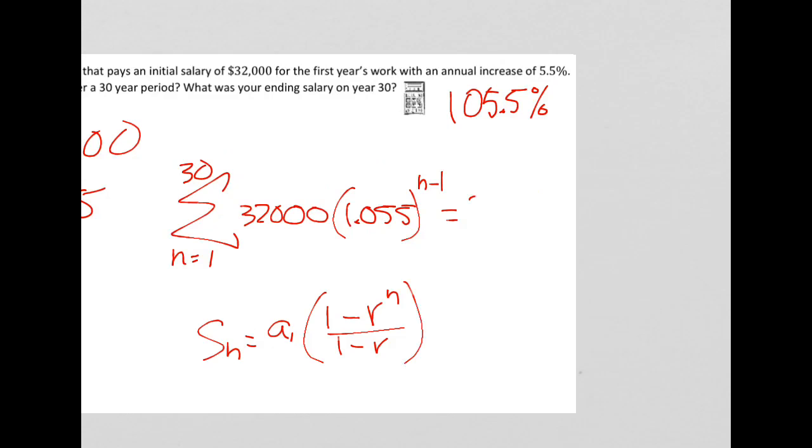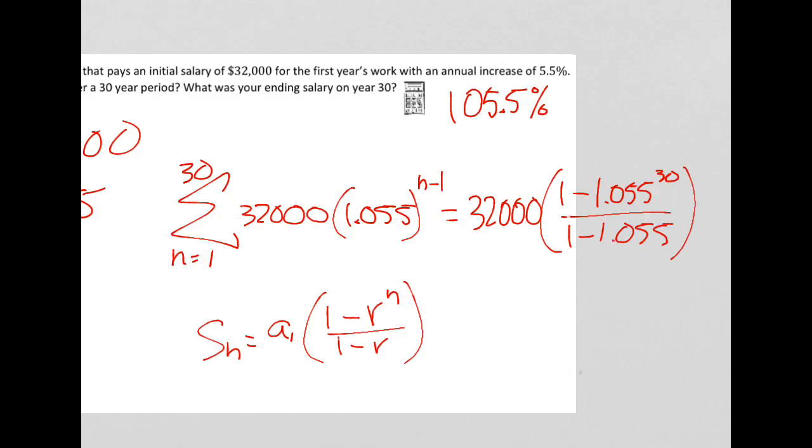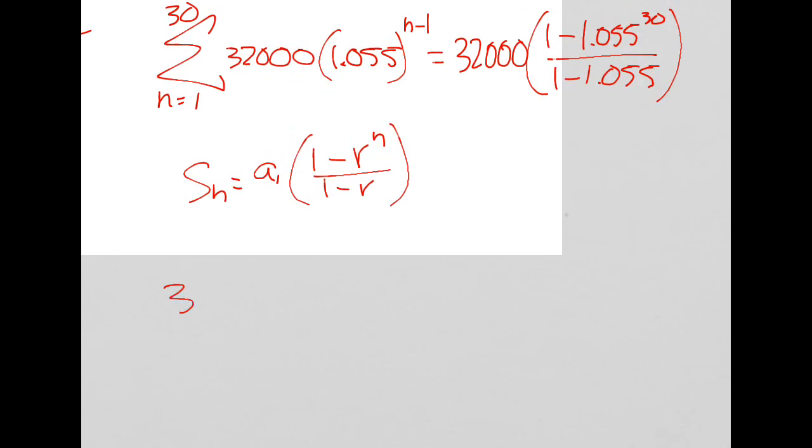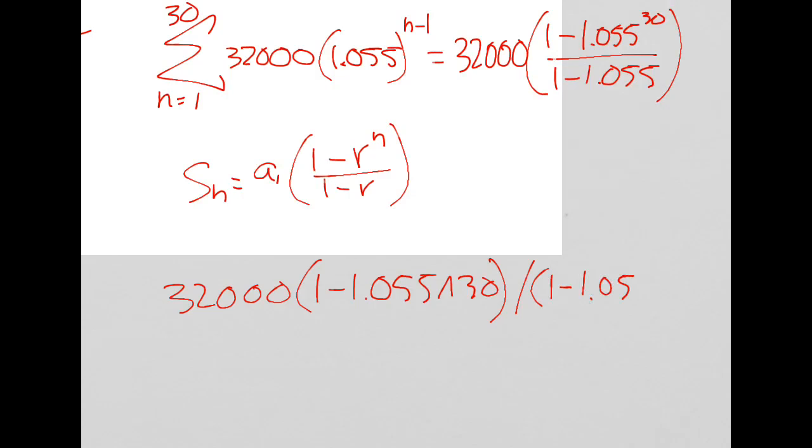So let's plug in what we know. First term is 32,000 times 1 minus my ratio, 1.055, raised to the power of n, and n is 30 because we're summing up 30 years, divided by 1 minus 1.055. Now it's just a matter of typing this into your calculator correctly. To do that, I would type 32,000, parenthesis, 1 minus 1.055 caret 30, close the numerator's parenthesis, divided by, open a parenthesis, 1 minus 1.055, close that bottom, and that should do ya.